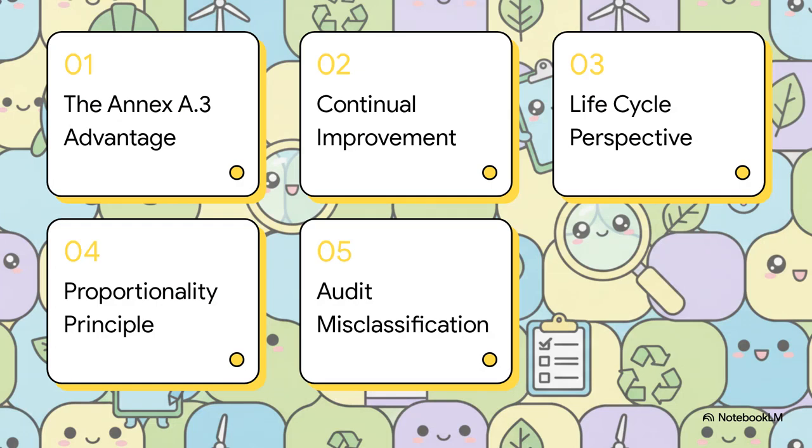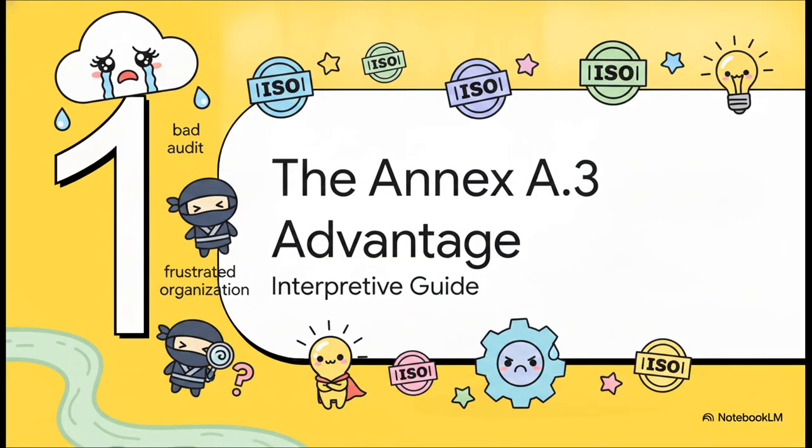All right, let's jump right into our roadmap. We're going to hit the Annex A3 advantage, rethink continual improvement, demystify that tricky life cycle perspective, and apply the proportionality principle. And then we'll wrap the whole thing up by looking at how to avoid audit misclassification. Okay, Section 1, the Annex A3 Advantage, your ultimate interpretive guide.